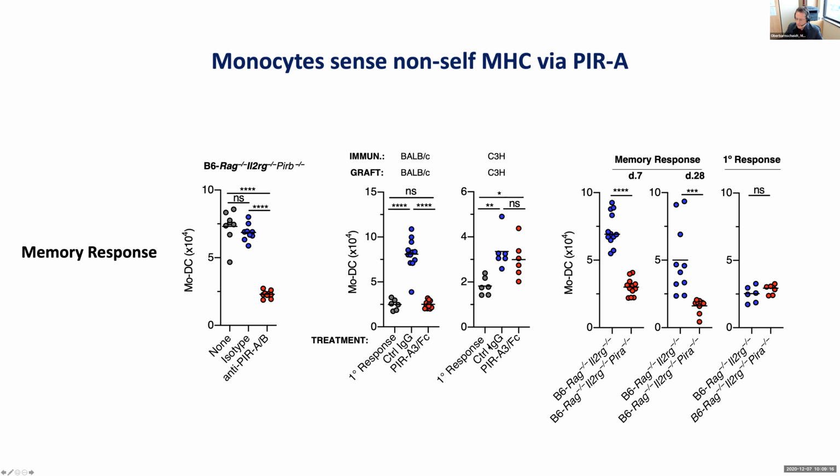If you do the same in the C3H system, priming and recalling with C3H, you can see that here PIR-A3 was not able to block the memory response to C3H, indicating that PIR-A3 is fairly specific to blocking the response to BALB/C class 1, but not to the C3H class 1.